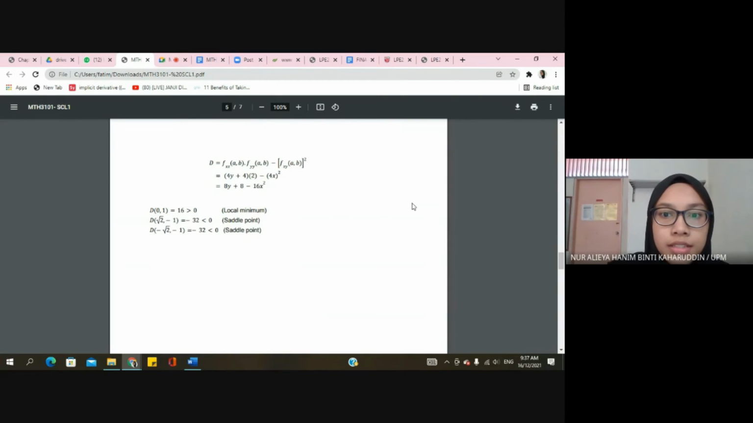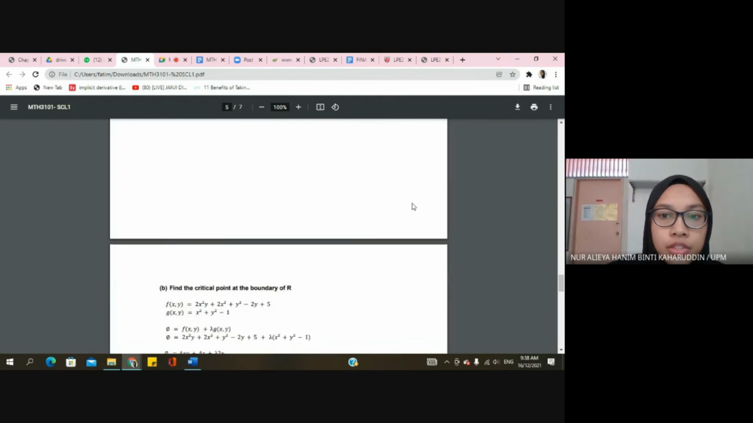The formula is f_xx(a,b) · f_yy(a,b) minus f_xy squared. Substitute the values of f_xx, f_xy, and f_yy, and we get 8y + 8 - 16x² as the equation. Then substitute the values of a and b into the equation. For the first point, (0, 1), we got 16, which is bigger than 0, so the point is a local minimum. For points (√2, -1) and (-√2, -1), both we got -32, which are less than 0. So both points are saddle points.